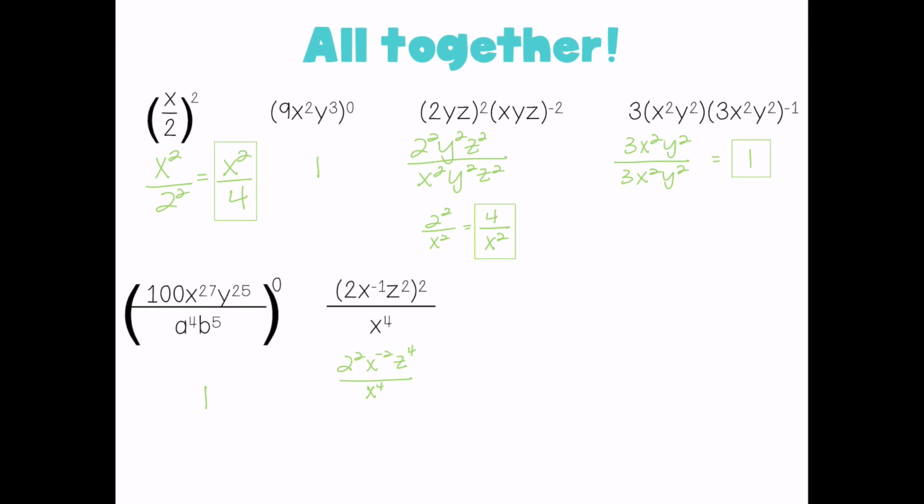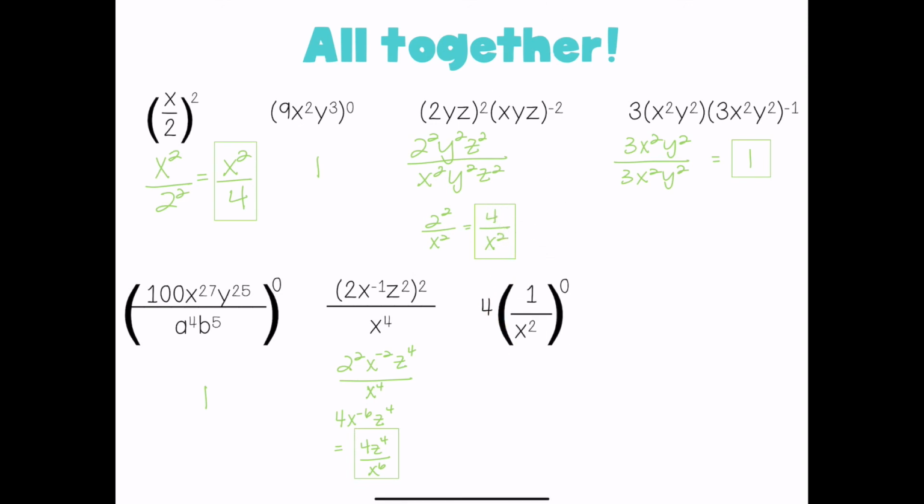Now let's keep it going. I do see that I have x's on top and bottom. And when we have that, we can actually subtract. So negative 2 minus 4 is negative 6. And of course, I went ahead and just said 2 squared is 4. Now, I don't like that negative 6. It needs to be brought down to the bottom. The 4 and the z to the 4th are both positive. There's nothing wrong with that. Bring that x to the 6th to the bottom, and we are done.